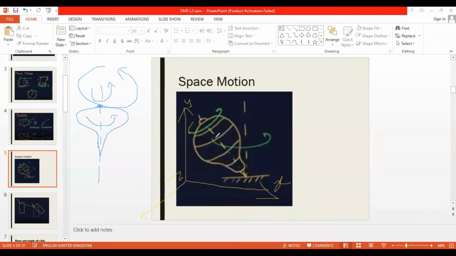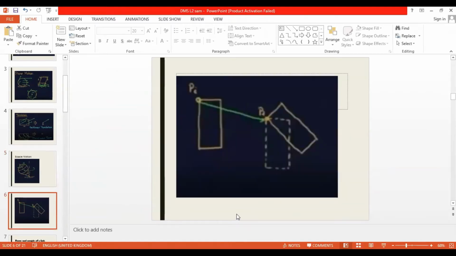So if I take a particle, I need three coordinates to define that particle. Say for example, if I am taking a particle somewhere here, I need an x value, I need a y value, as well as I need a z value. So this is why it is called space motion. Okay, now we'll see what is actually happening in a motion. How can a motion be defined with minimal effort, right?